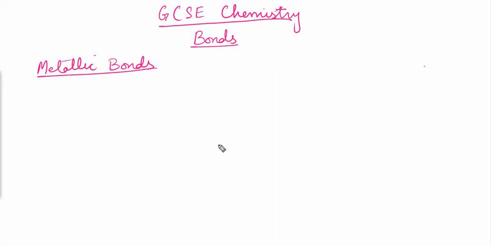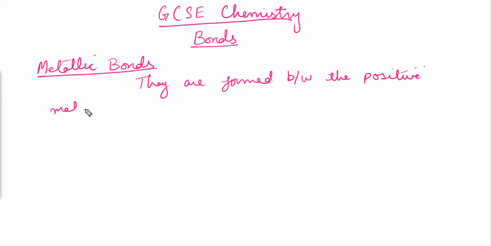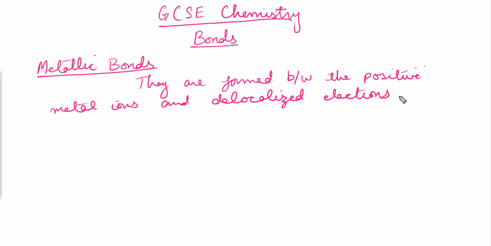The metallic bonds are formed by the availability of delocalized electrons within the metallic structure. So let me just write down the definition first, then I'll explain how they are formed. They are formed between the positive metal ions and delocalized electrons in the metallic structure. Delocalized electrons in the metal.